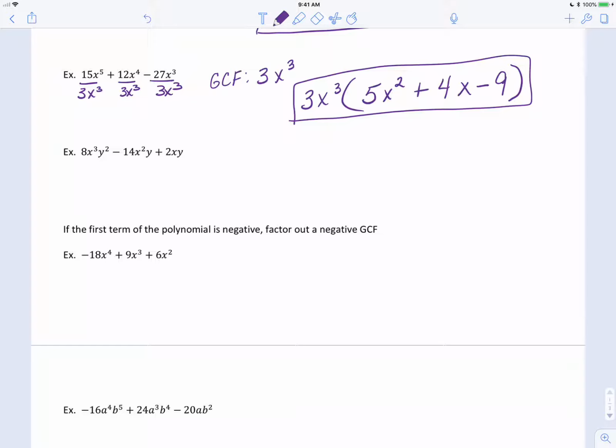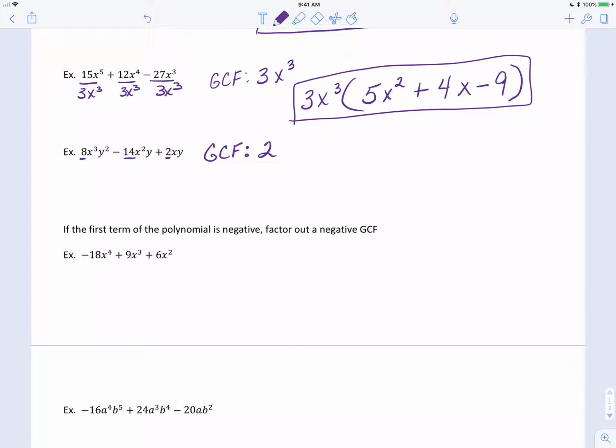Between our 8 and our 14 and our 2, what is that GCF? What is the greatest common factor of all those? Well, having that low one as a 2, that pretty much means 2 is only 2 times 1, so it's got to be 2. And 2 goes into 8, and it also goes into 14.